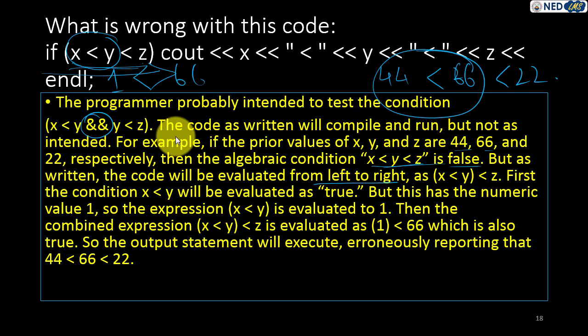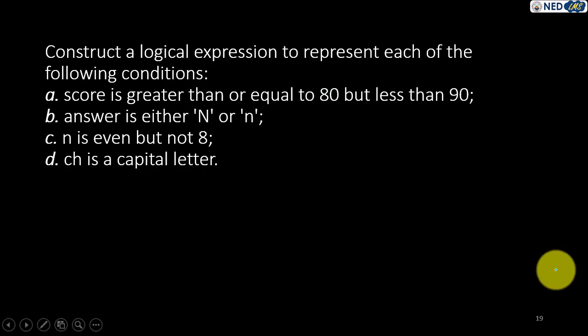So in this scenario, if the values of x, y and z are 44, 66 and 22, then 44 is less than 66 is going to be evaluated as true, because 44 is less than 66. Therefore the answer for this expression, x less than y, is going to be 1, and 1 less than 66 is actually true. So this statement will run. So this is a common error.